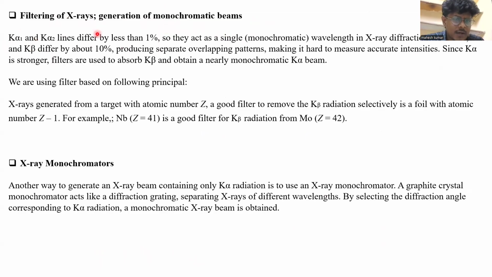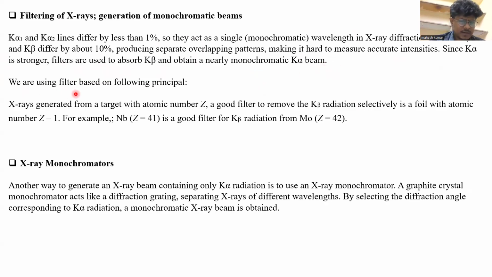K alpha 1 and K alpha 2 lines differ by less than 1%, so they act as a single monochromatic wavelength in X-ray diffraction. However, K alpha and K beta differ by about 10%, producing a separate overlapping pattern, making it harder to measure accurate intensities and accurate diffraction patterns. Since K alpha is stronger, filters are used to absorb K beta and obtain a nearly monochromatic K alpha beam.